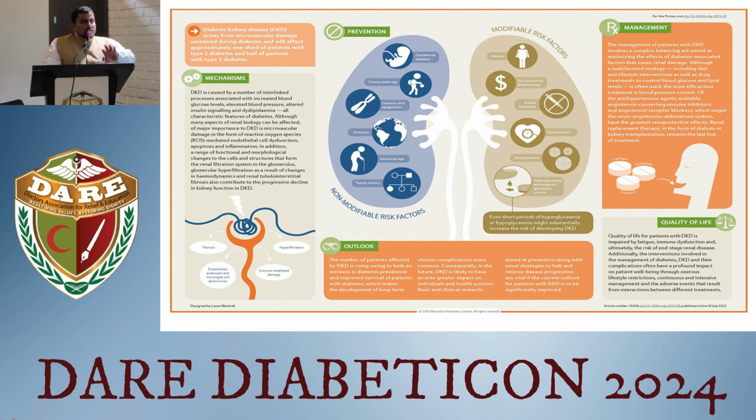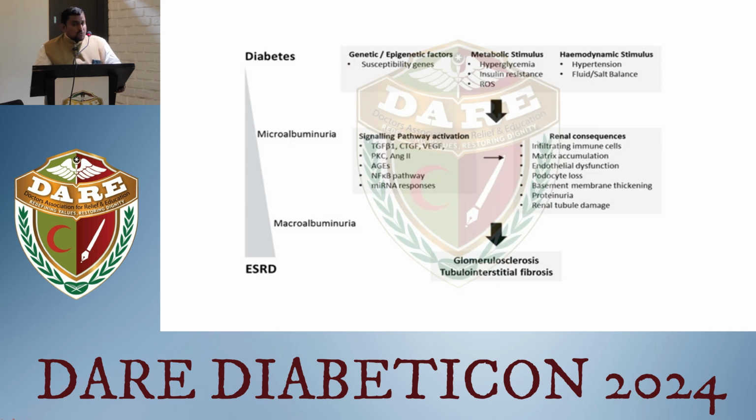What actually causes the entire thing comes down to the inflammatory milieu. The genetic predisposition and the hyperglycemic state all cause an increase in inflammatory cytokine activation pathways, like connective tissue growth factor, vascular endothelial growth factor, protein kinase C, angiotensin II, and nuclear factor kappa B pathways. These cause endothelial damage, with matrix accumulation, podocyte loss, basement membrane thickening, eventually leading to fibrosis and end-stage renal failure.